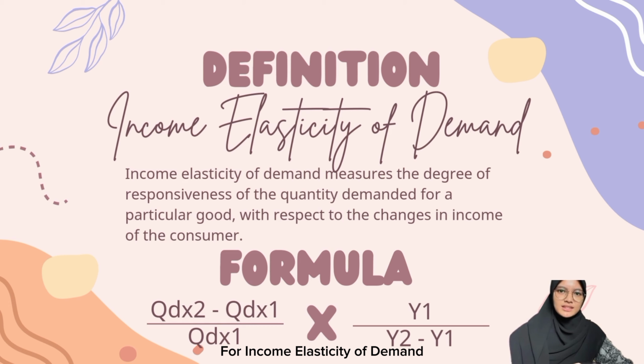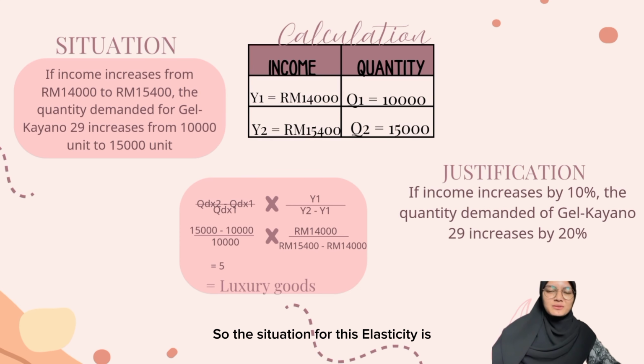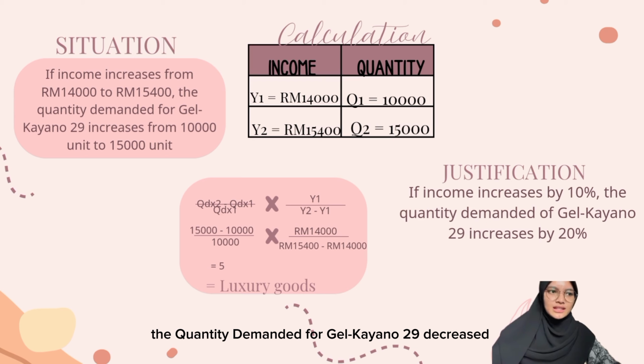For income elasticity of demand, it measures the degree of responsiveness of the quantity demanded for a particular good with respect to the changes in income of the consumer. So as you can see, the formula for this elasticity is QDX2 minus QDX1 over QDX1 times Y1 over Y2 minus Y1. So the situation for this elasticity is if income increases from 14,000 ringgit to 15,400 ringgit, the quantity demanded for gel Cayenne 29 increases from 10,000 unit to 15,000 unit.